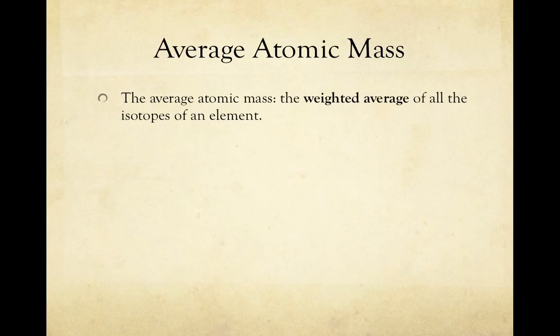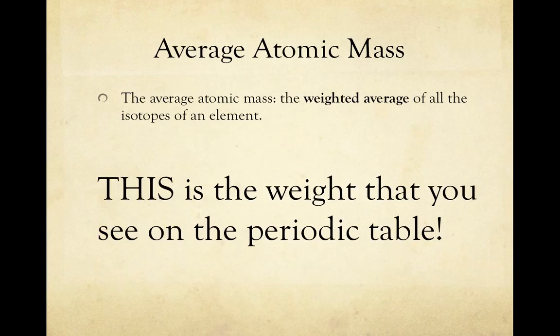Okay, average atomic mass. When you calculate average atomic mass, since there are so many different isotopes of elements, the mass you see on the periodic table is a weighted average of all isotopes in the universe for that element. So this is the weight that you actually see on the periodic table. It's a weighted average of all the masses of all the different isotopes for that one element.